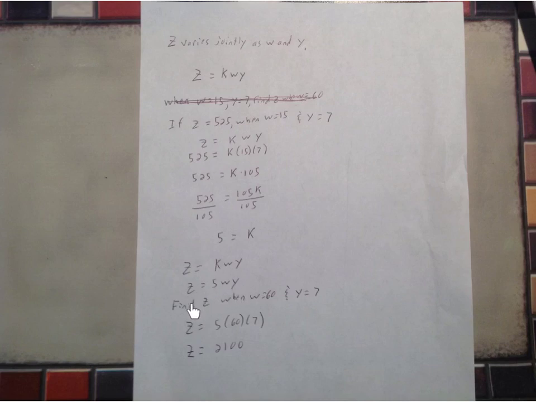Then you're asked to find Z when W is 60 and Y is 7. So I put in those two values for Y and W, and I get 2100.